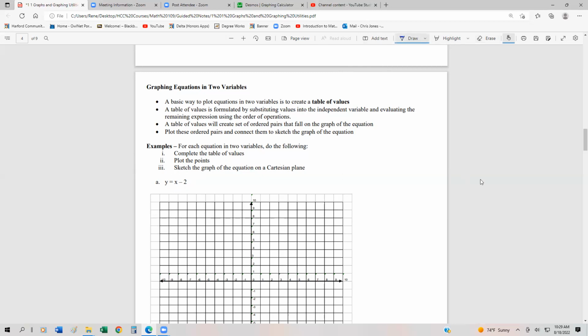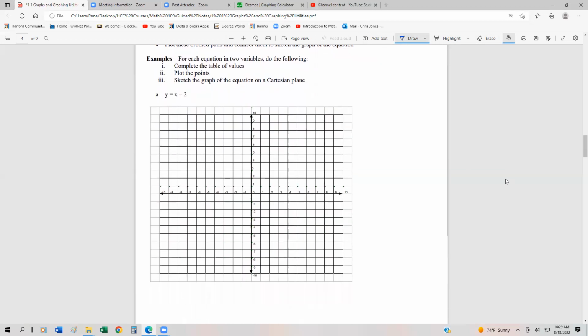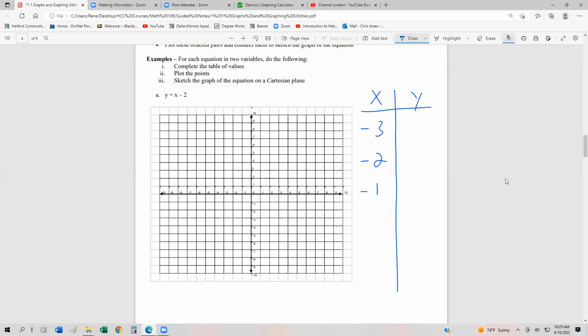All right, so we have this y equals x minus 2. And this kind of goes back to what we did earlier in the previous video, where we created values and then substituted those values in. All right, so here's our table of values. So we have x and we have y. Now, I'm going to make up values for x, all right? I'm going to say something like -3, -2, -1, 0, 1, 2, and 3. All right. And I'm going to substitute -3 back in for x.